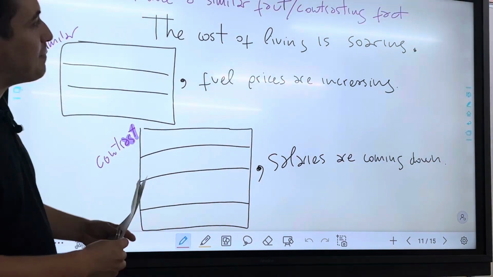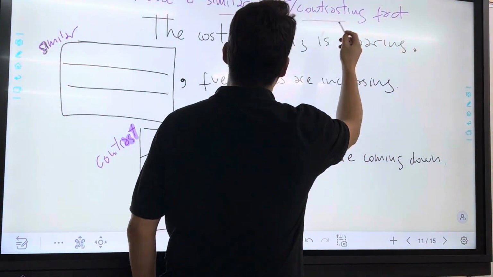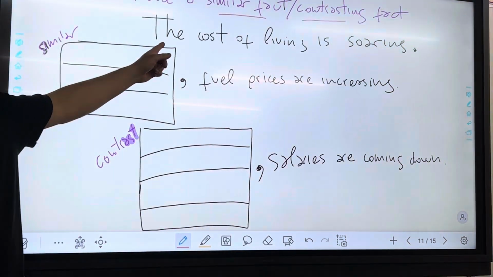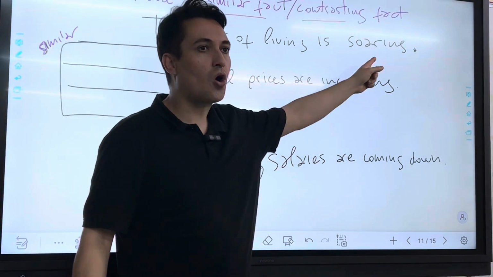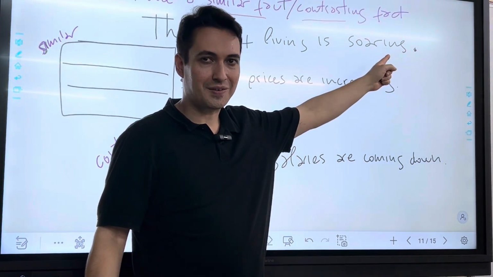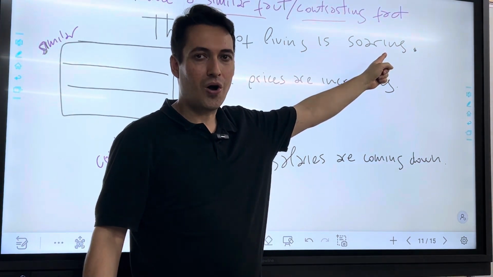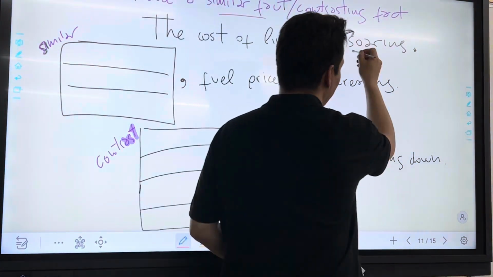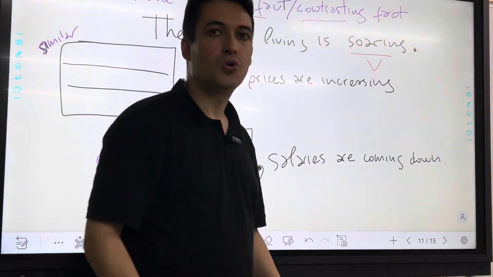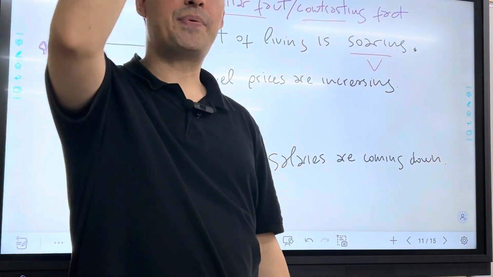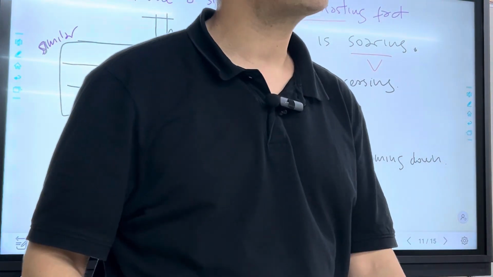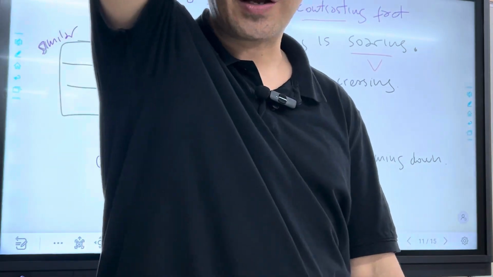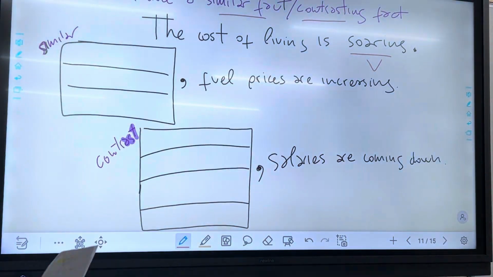To introduce a similar fact or a contrasting fact, have a look at this. The cost of living is soaring. What is the meaning of soaring? Soar. No, but this is a verb. Soar means to go dramatically up. For example, in the summer, temperatures are soaring. Yeah? The cost of living is soaring.